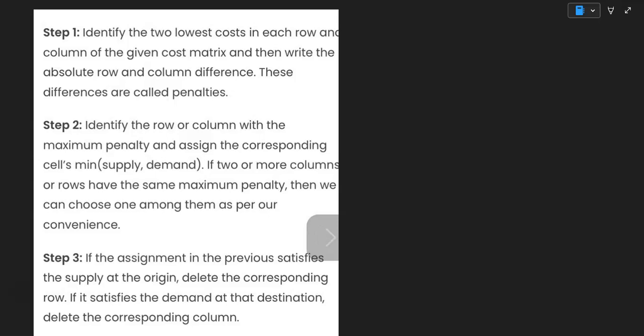If two or more columns or rows have the same maximum penalty, then we can choose one among them as per our convenience. Okay, that was a standard rule a while ago, but now we are going to realize that we'll use a different method when we have two maximum digits in the same row. We're going to use a particular strategy to work out the problem.